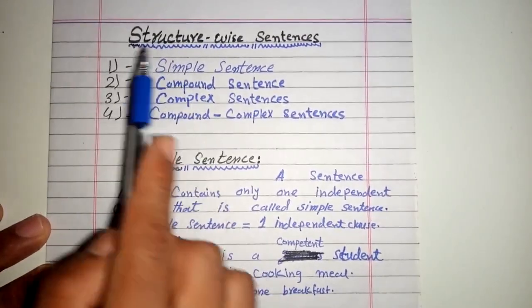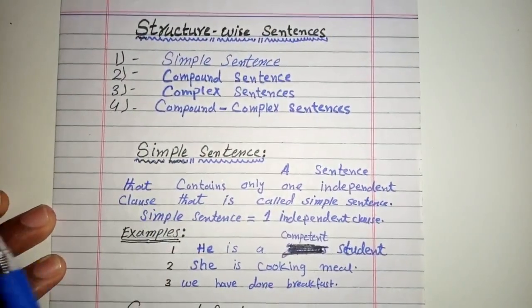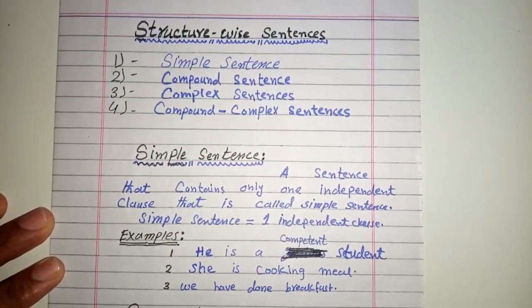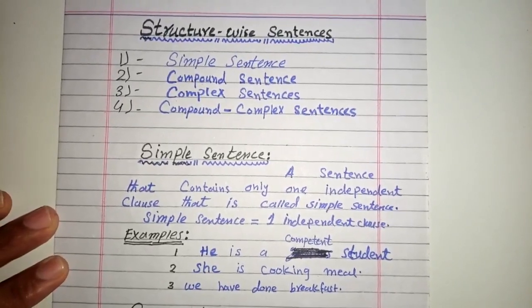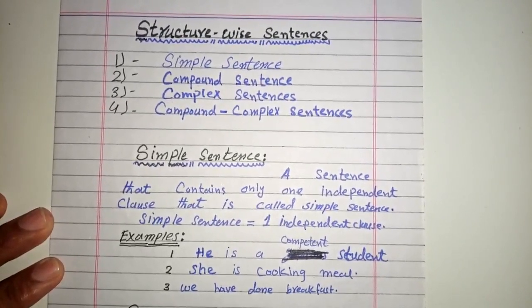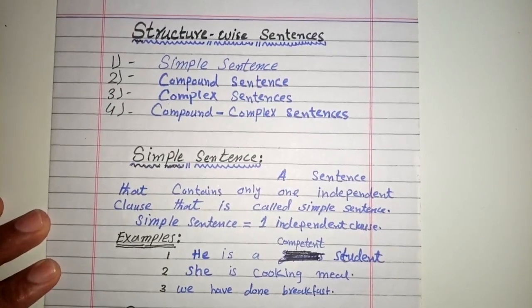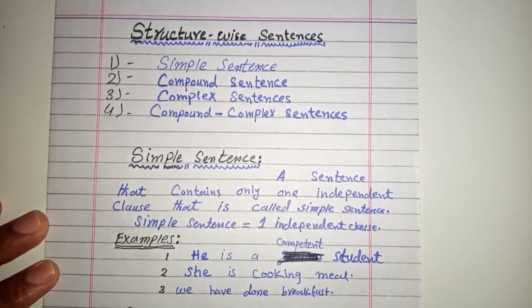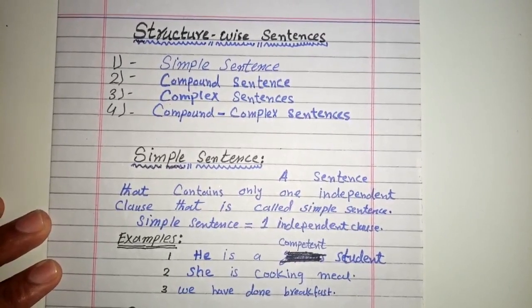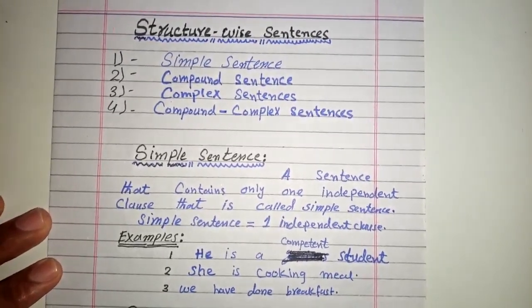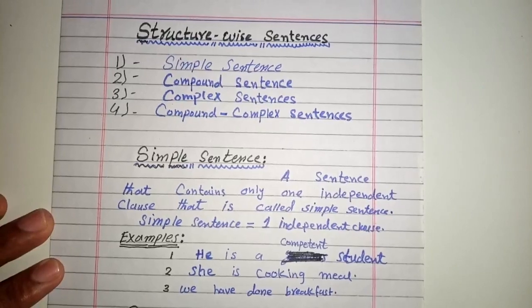But these are the four we have discussed in this lecture. There are some other terms which are used in grammatical range, like passive sentences, indirect narration sentences, and conditional sentences. We will discuss these sentences in another lecture.